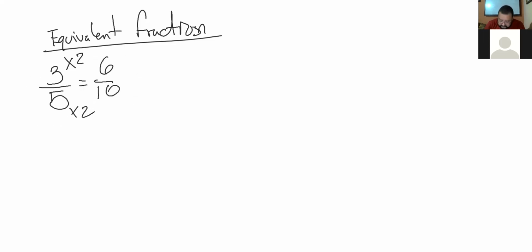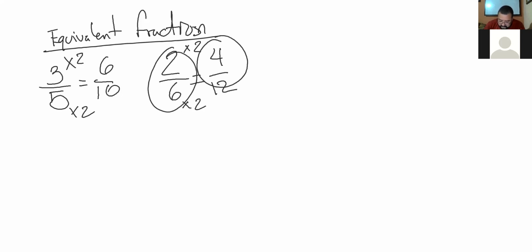Let me show you another exercise. 2/6. Okay, 2/6. In this part, we can divide or multiply. Let's multiply. 2 times 2 and 6 times 2. 2 times 2 equals 4 and 6 times 2 equals 12. 4 twelfths is an equivalent fraction of 2/6.